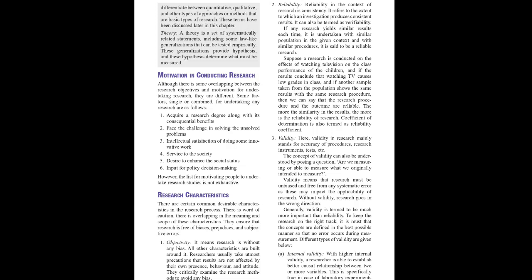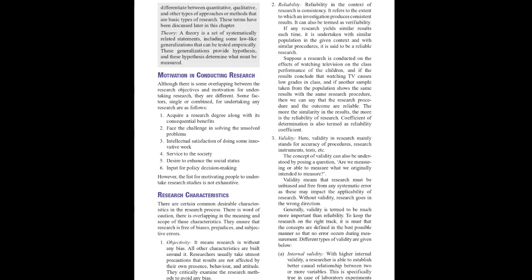2. Reliability. Reliability in the context of research is consistency. It refers to the extent to which an investigation produces consistent results. It can also be termed as verifiability. If any research yields similar results each time it is undertaken with similar population in the given context and with similar procedures, it is said to be a reliable research.